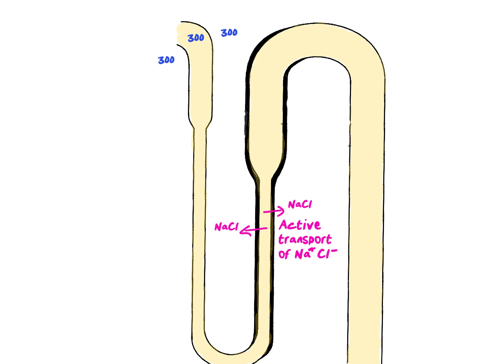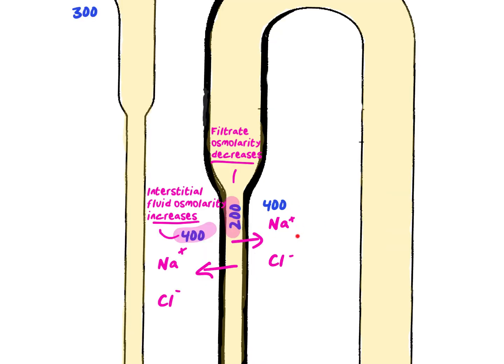loop of Henle, and at this point we've got active transport of sodium ions and chloride ions out of the filtrate into the surrounding tissue fluid. Now you can probably work out what this is going to do to the surrounding osmolarity of the tissue fluid and the filtrate. So we can see sodium ions and chloride ions in the surrounding tissue fluid, the concentration increasing, osmolarity increasing. We've got 400 now, and as we said before, the osmolarity of the filtrate will have decreased because it's losing solutes to the outside surrounding tissue fluid.